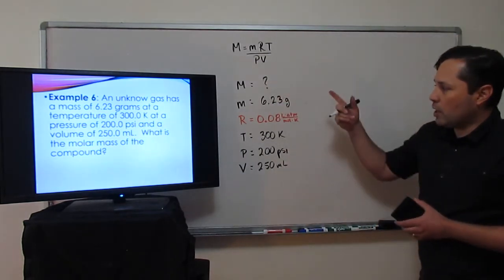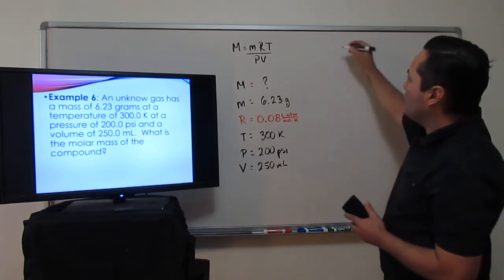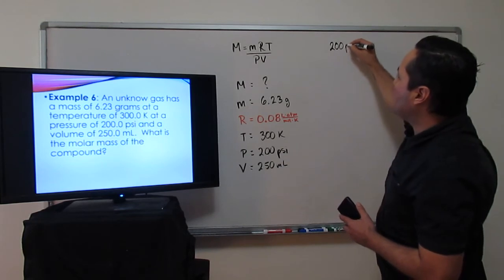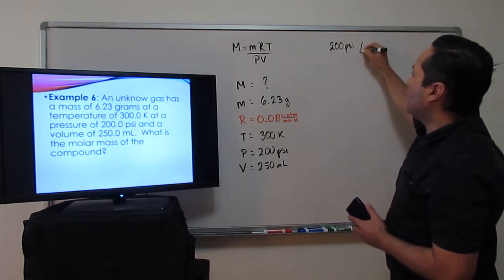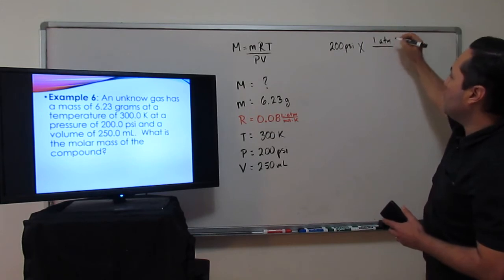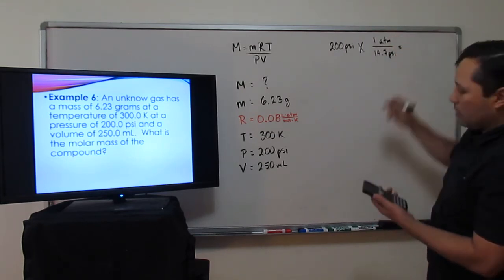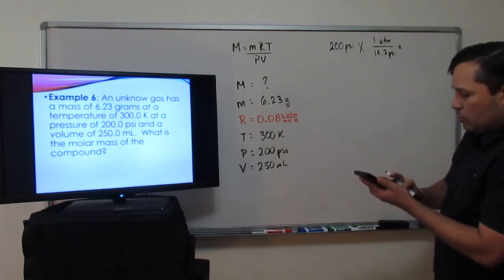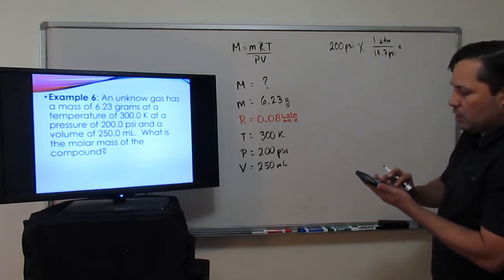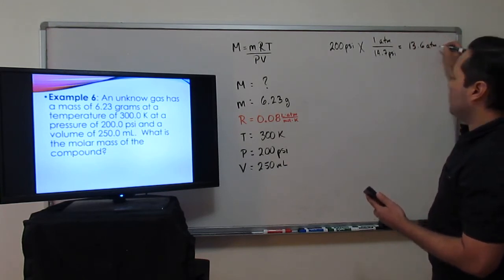Alright, so we got to go ahead and change the pressure and the volume to the proper units. We have 200 psi, change that to atm. For every 1 atm, there are 14.7 psi. Alright, so we're going to go ahead and do that. 200 divided by 14.7 gives us 13.6 atm.